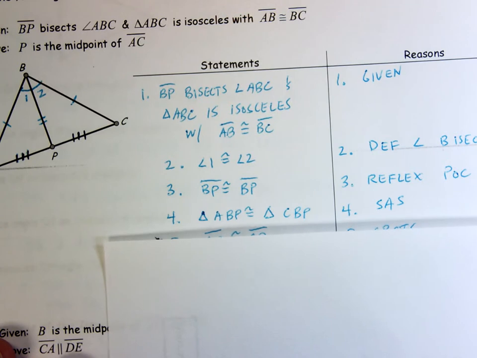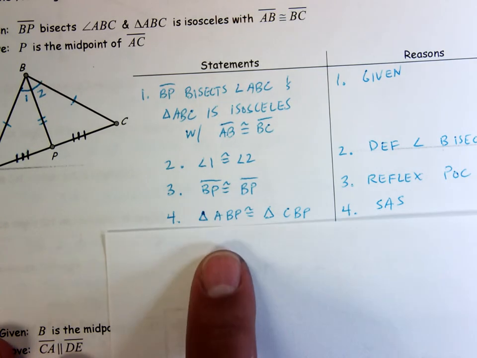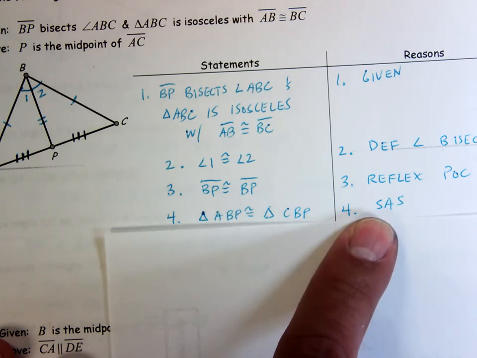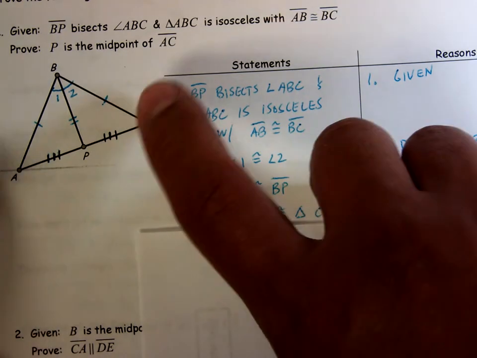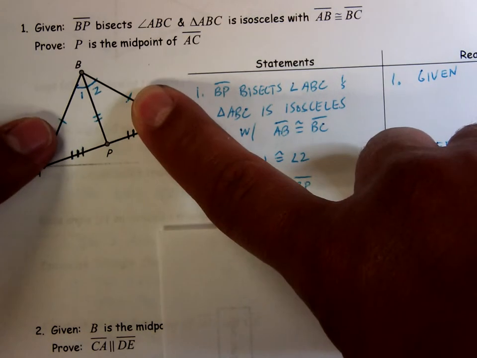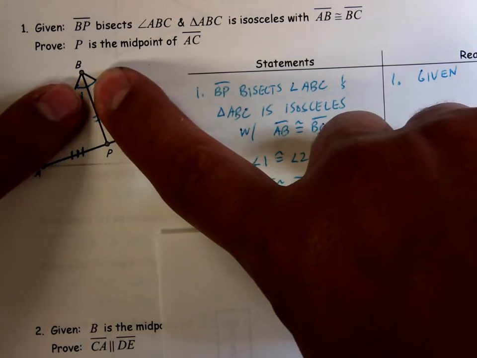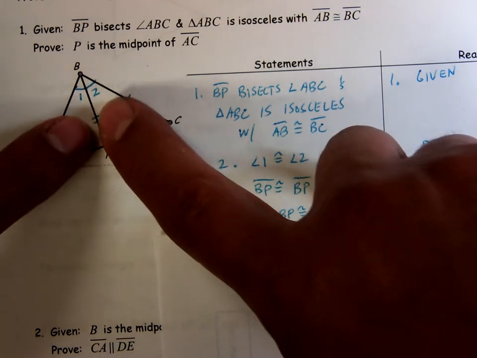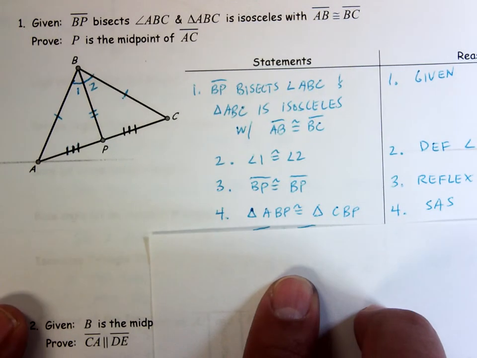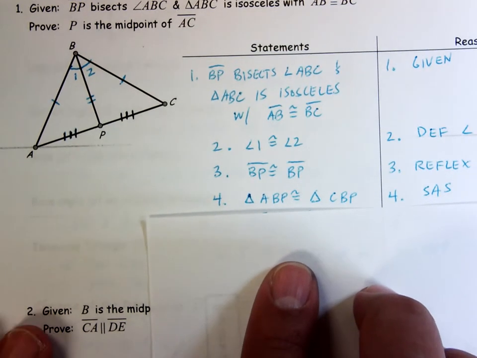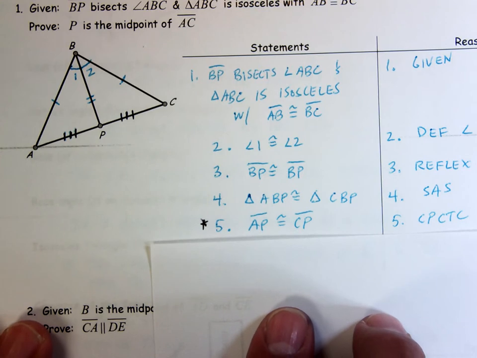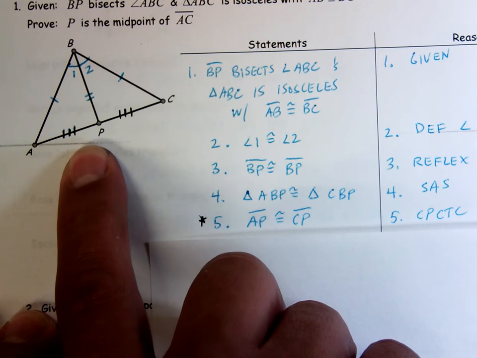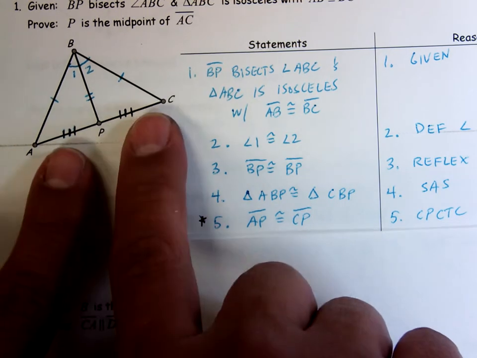Okay, so now I can say that triangle ABP is congruent to triangle CBP by side angle side. So if I look here, these two sides are congruent, these two angles are congruent, and this side equals itself. So by side, angle, side, I have congruent triangles. So now I can say that AP is congruent to CP. AP is congruent to CP because remember these are congruent triangles.